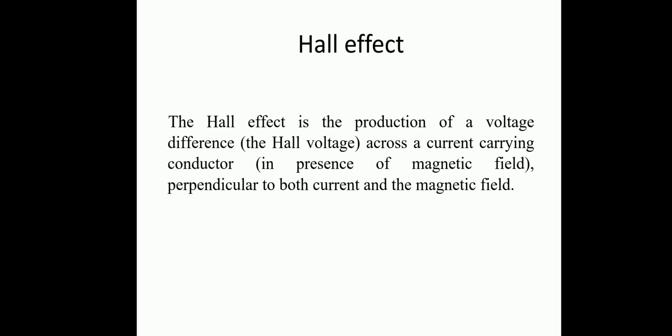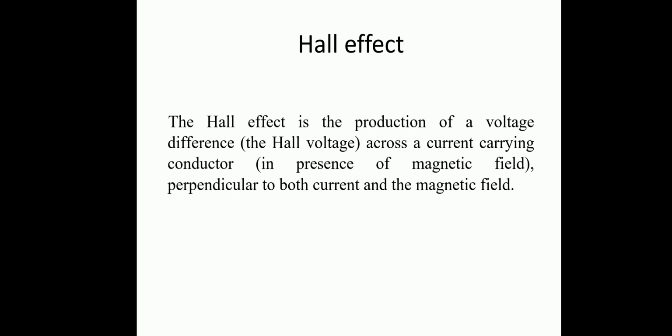So the Hall effect is defined that when a current carrying conductor is placed in a magnetic field, that will produce an electric field. That effect is called the Hall effect. The electric field production is basically due to the potential difference, and the voltage produced due to this Hall effect is called the Hall voltage.